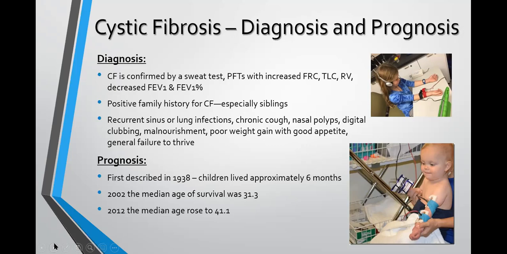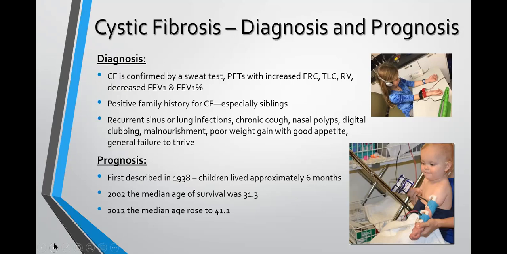Okay. They have recurrent sinus or lung infections, chronic cough, nasal polyps, digital clubbing, malnourishment. See, poor weight gain, great appetite. They can eat 10 Whoppers, but it just comes right back out. They fail to thrive because they cannot absorb those good old nutrients from them Whoppers, right? If Whoppers got any nutrients, they can eat. They're not like, I can't eat, I'm not hungry, right? No, they eat. They have a great appetite, like me and you, or me at least. But they don't absorb the nutrients, so their muscles don't develop. Their body doesn't develop like it's supposed to.